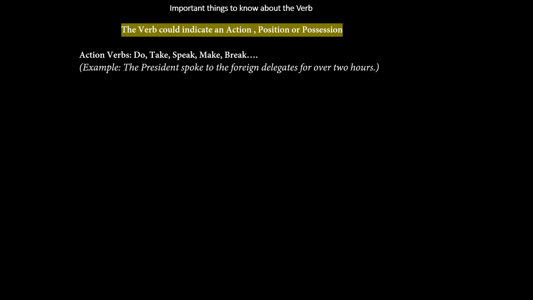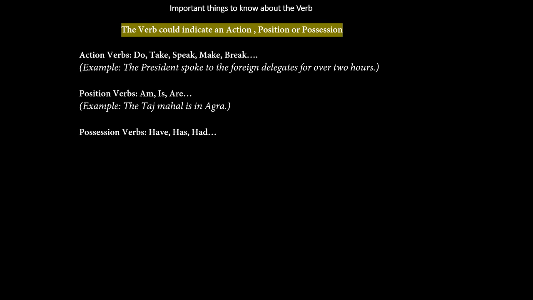In this example, the subject, the president, is performing an action, that is, spoke. Position verbs: am, is, are, etc. are position verbs. For example, the Taj Mahal is in Agra. In this case, the verb indicates the position of the subject or where the subject, that is, the Taj Mahal, is.